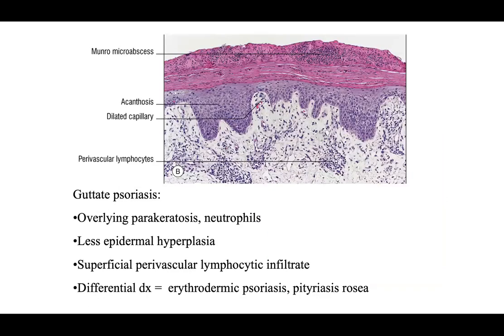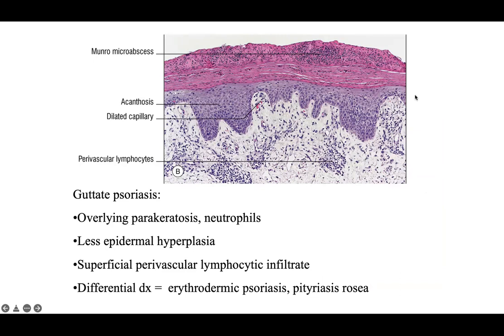So guttate psoriasis has some epidermal hyperplasia, but it's nothing that you would just jump to say looks like classic psoriasiform hyperplasia. What you're going to want to look for is parakeratosis with neutrophils. That's going to help you figure it out.